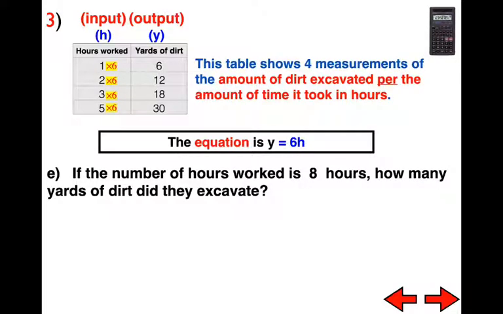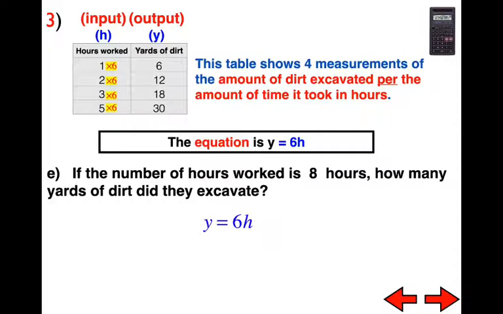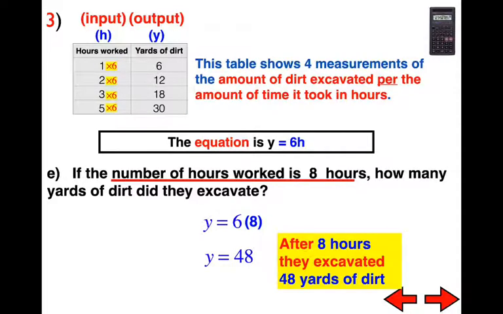Part E, if the number of hours worked is 8 hours, how many yards of dirt did they excavate? Now, you could use the equation. You could also just add another section in your table here, 8 hours, and then figure that out. It's up to you how you want to do that. I'm going to go with the equation. So we're going to replace h, because hours is represented by the variable h, with 8, and of course we get 48 yards of dirt.